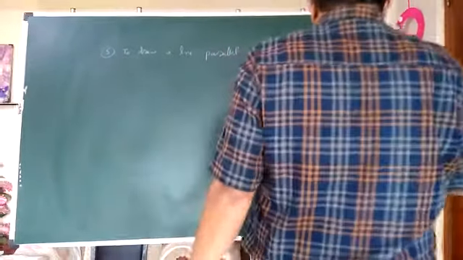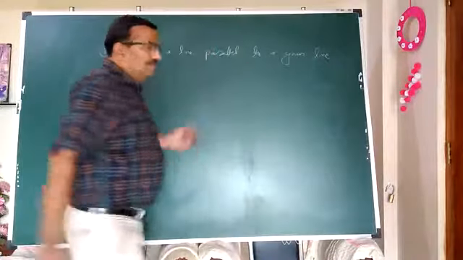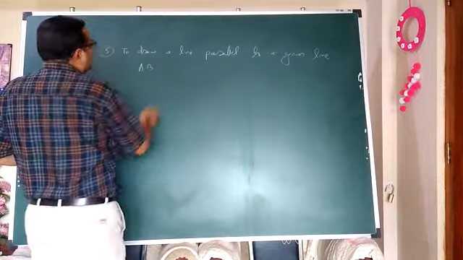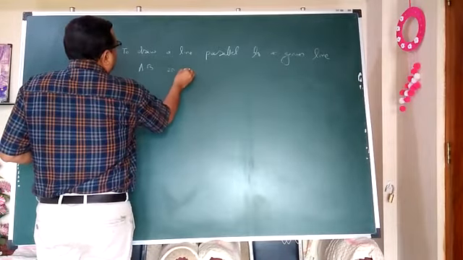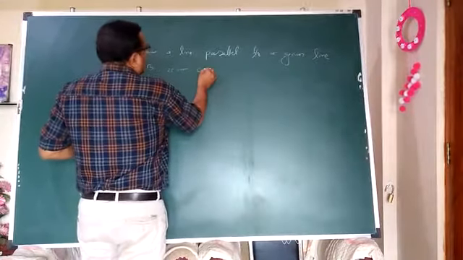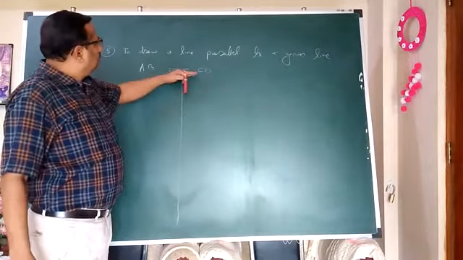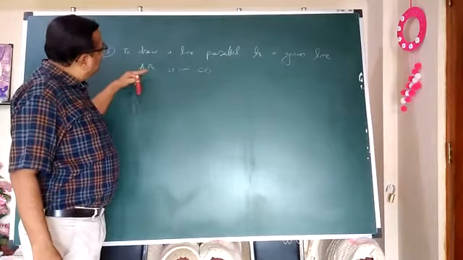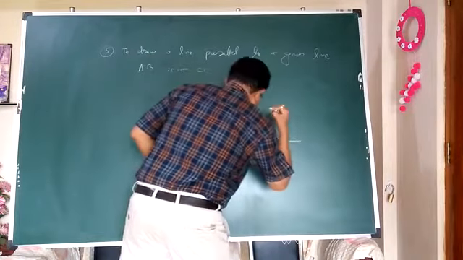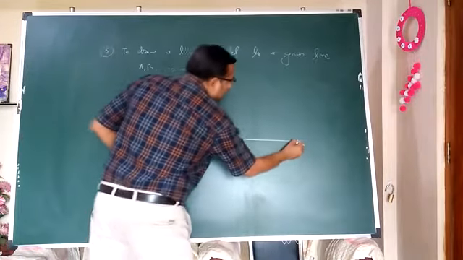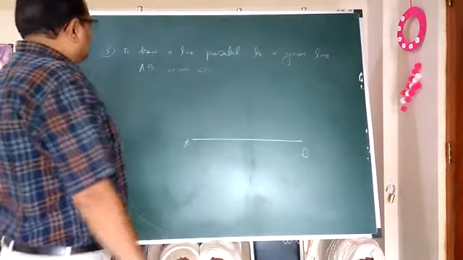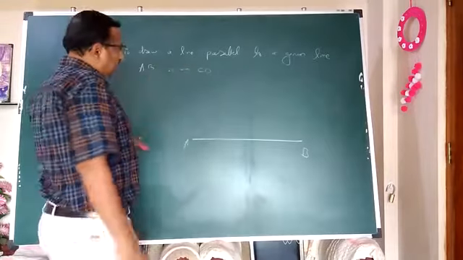To draw a line parallel to a given line at any distance will be mentioned. Suppose line AB is the given line, so at a distance of 25 mm, it may be asked to construct another line parallel, which may be named CD. So you have to construct line CD at a distance of 25 mm from the given line AB. So this will be the question. In that case, this line AB I have drawn here, and at a distance of 25 mm you have to construct another line CD.